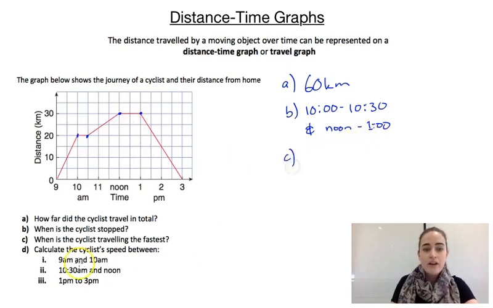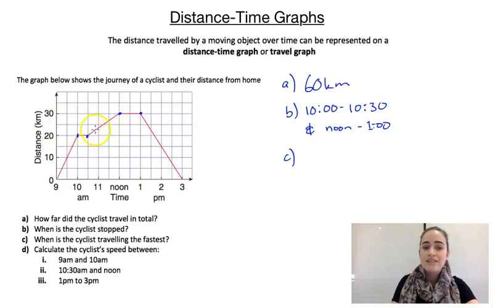Question C says, when is the cyclist traveling the fastest? So we're ignoring these bits where he's stopped and we're looking at these 3 sections of straight line where he is moving, and we want to figure out where he's traveling the fastest. If we're looking at speed, then we need to compare how far you've traveled compared to how long it took you to travel. In this first one, it's taken him 1 hour and he's gone 20 kilometers. In this next section between 10:30 and noon, it's taken him an hour and a half and he's only gone from 20 kilometers up to 30.